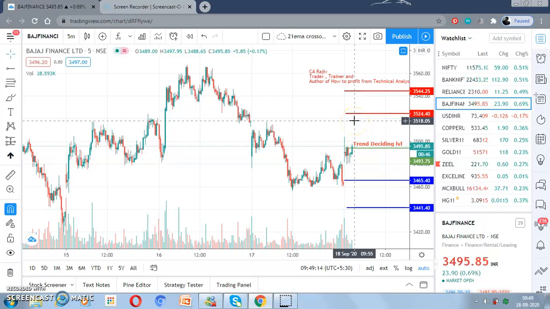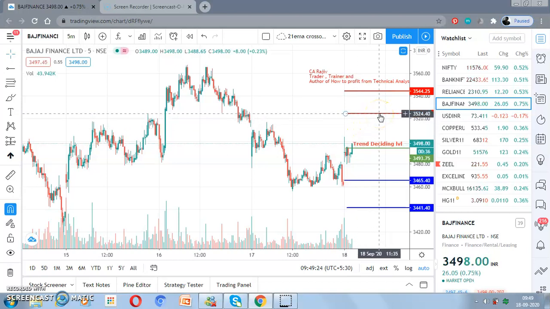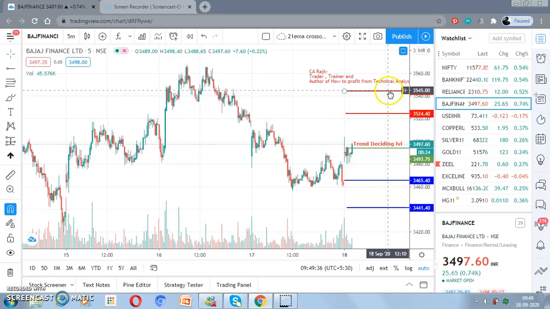So let the candle get closed, and once this is breaking this on the upside, your target for Bajaj Finance should be 3525 initially. That will be a resistance level, and therefore once it breaks this level, thereafter we will target another 20 rupees, that is 3545 levels.